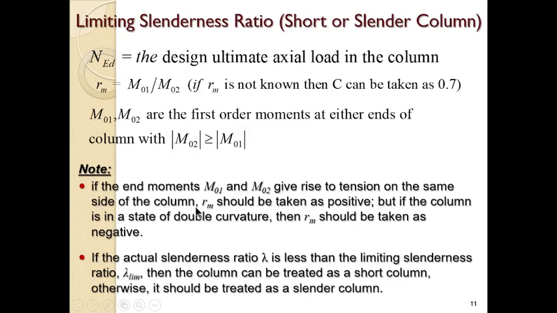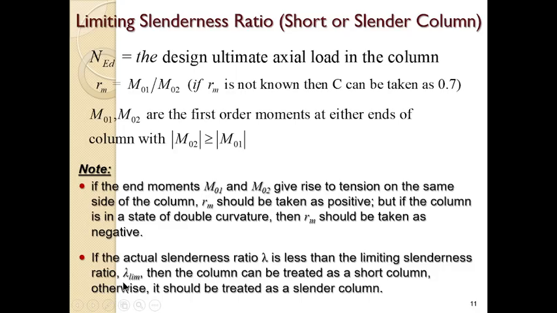Now note, if the end moments M1 and M2 give rise to tension on the same side of the column, Rm should be taken as positive. But if the column is in the state of double curvature, then Rm should be taken as negative. So that depends on the direction. If the two end moments are such that the column will be in tension on one side, then you consider Rm to be positive. But if the moment at the top is clockwise and the lower one is anti-clockwise, the column will be in double curvature. You take Rm as negative in such a case.